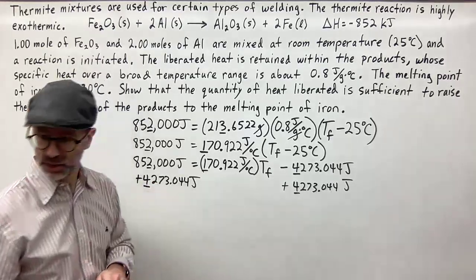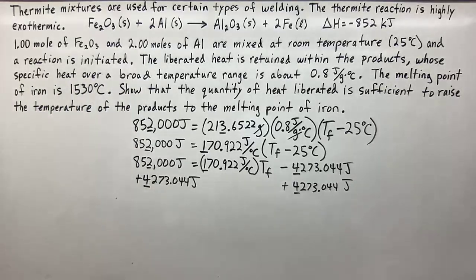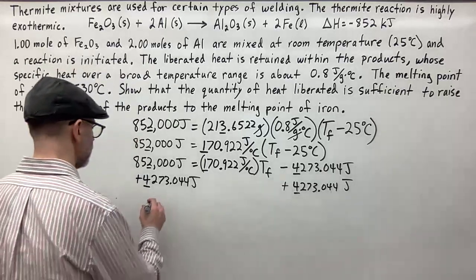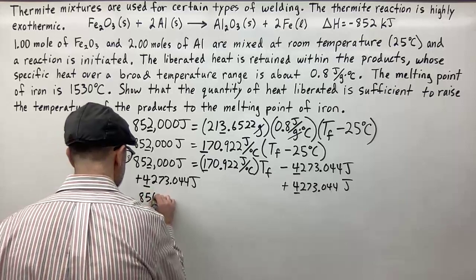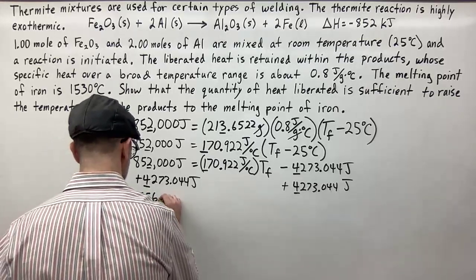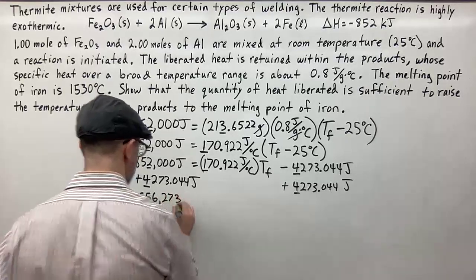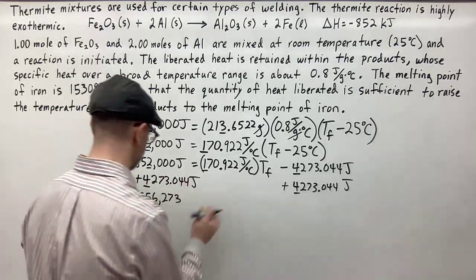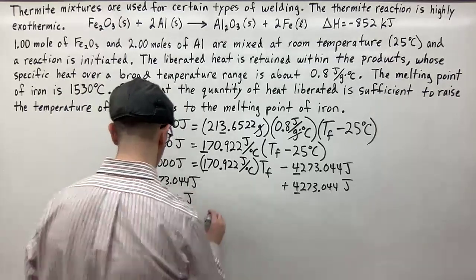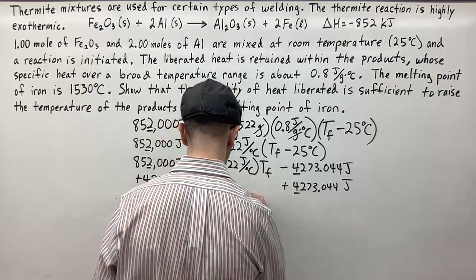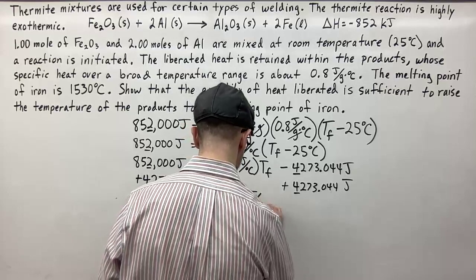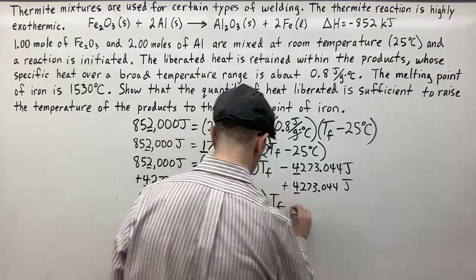So I'm going to add these together, and when I do that, I get 856,273. I'm going to leave off this because I've got a lot of digits already. That's going to be in joules, and that's equal to 170.922 joules per degree Celsius multiplied by the final temperature.